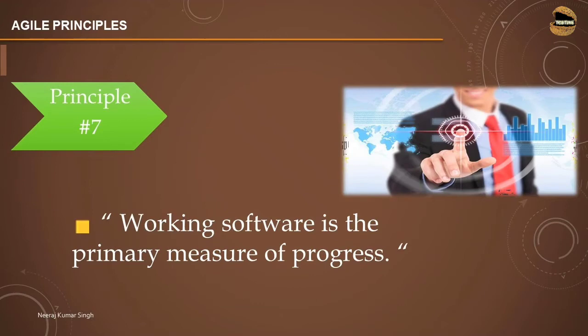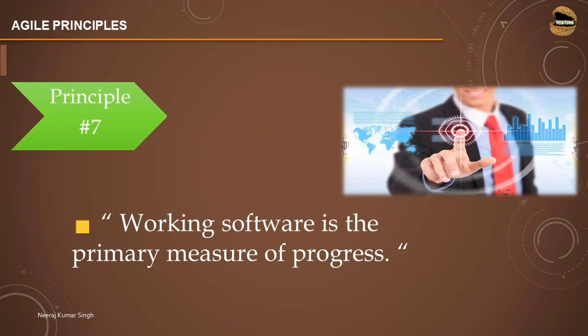Principle number 7. Working software is the primary measure of progress. When a particular requirement is given to you, the only thing which can help a customer understand how far you have reached with the progress is understanding the product. And for that, the customer has to have a look at the product, at how much you have actually created, in order to measure the progress.